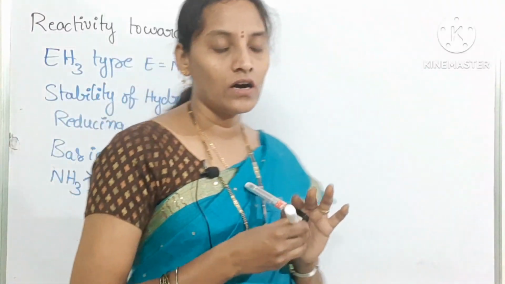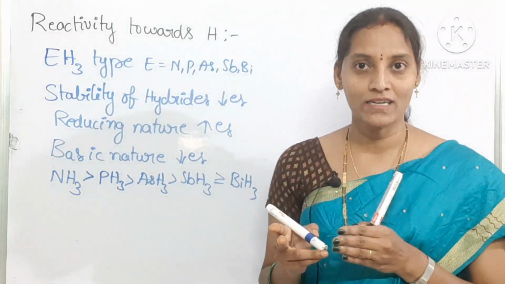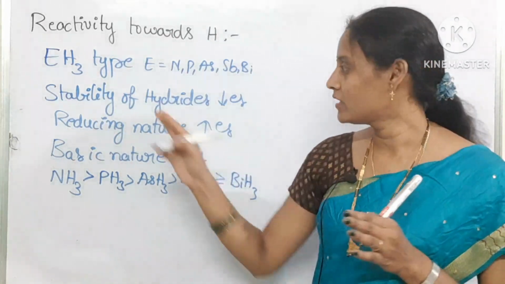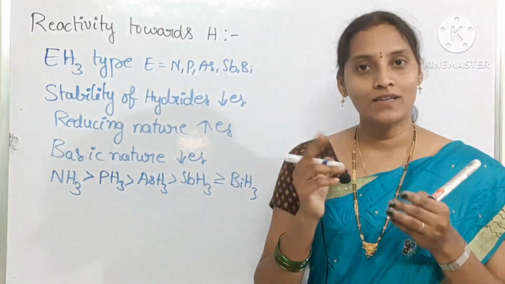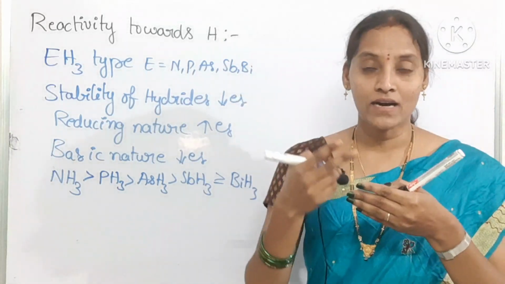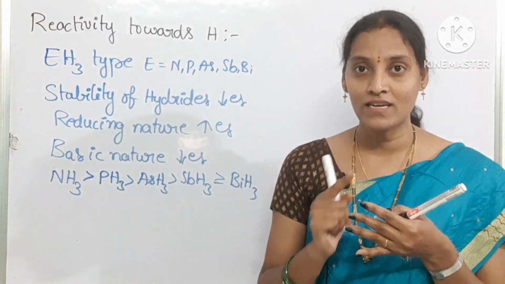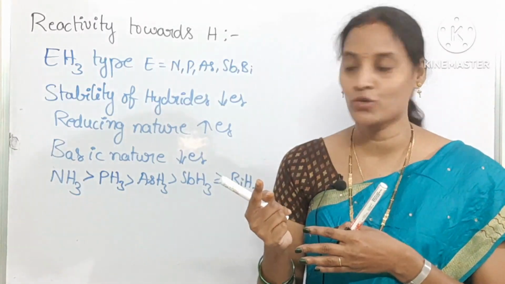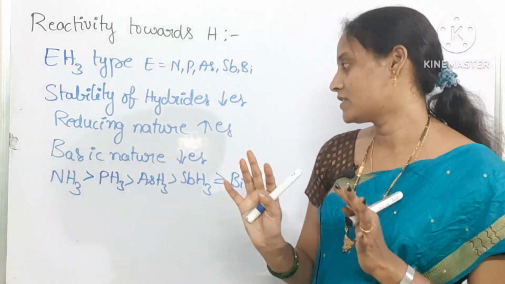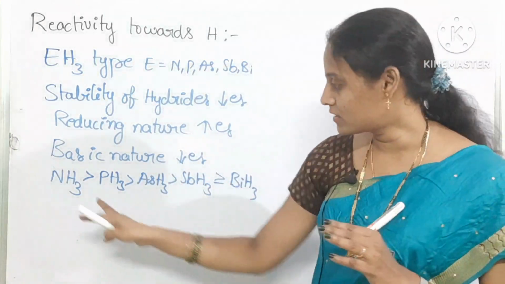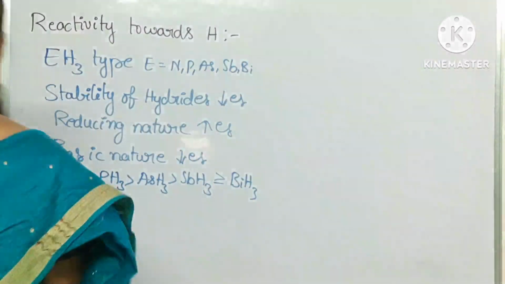One more time. EH3 type hydrides are formed by 5A group elements when they react with hydrogen. Here E is nothing but a 5A group element: nitrogen, phosphorus, arsenic, antimony. Down the group, stability of hydrides decreases. That indicates the reducing nature increases down the group. Next, basic nature also decreases down the group.